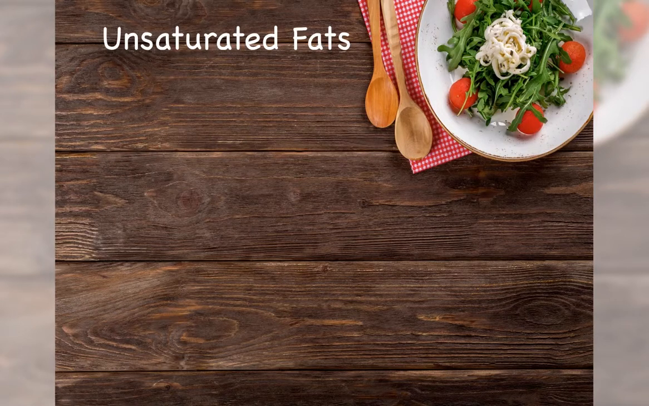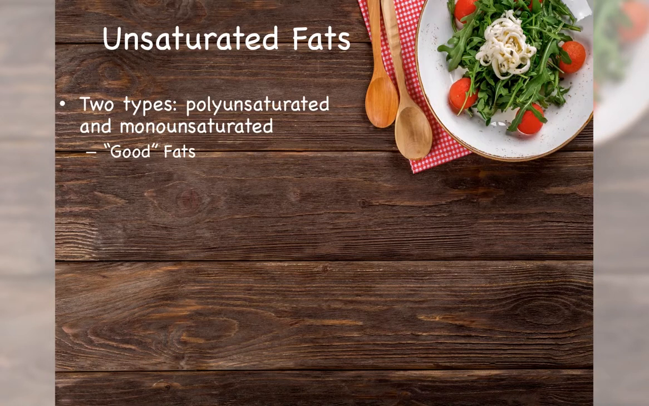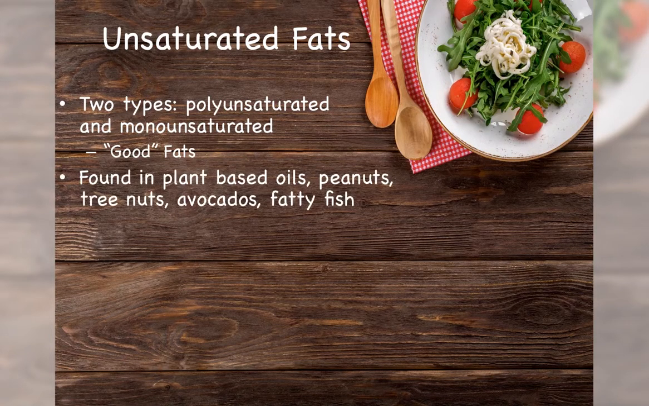The next type of fat we are going to talk about are unsaturated fats. Unsaturated fats are good fats, and there are two main types, polyunsaturated and monounsaturated. Unsaturated fats are found in things like plant-based oils, peanuts, tree nuts, avocados, and fatty fish.